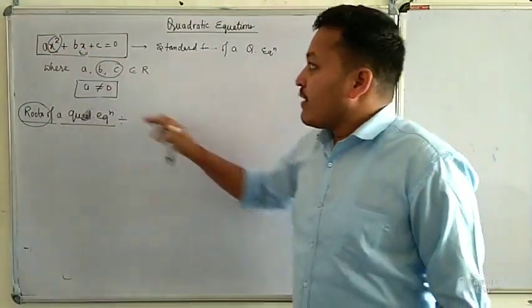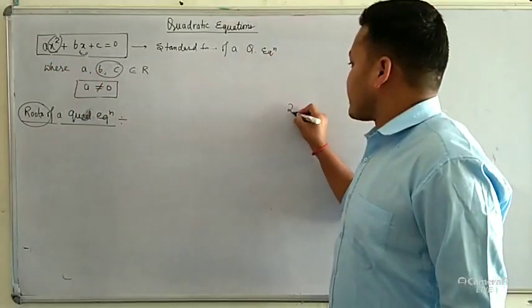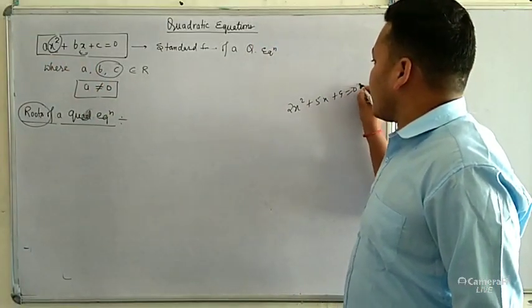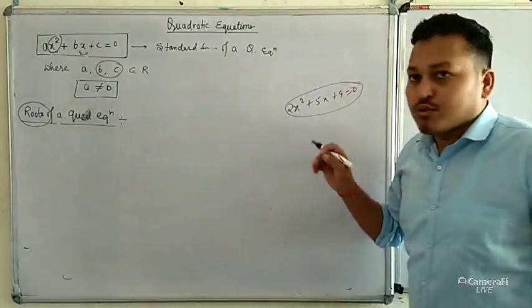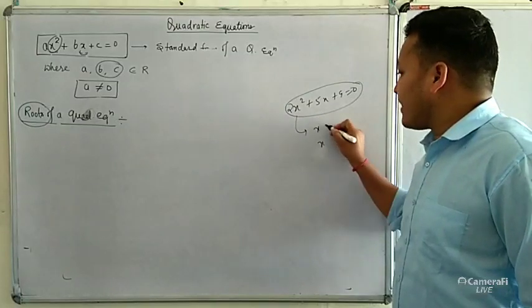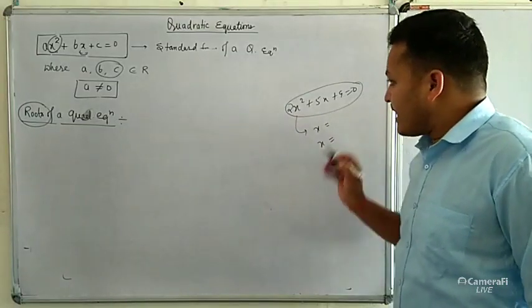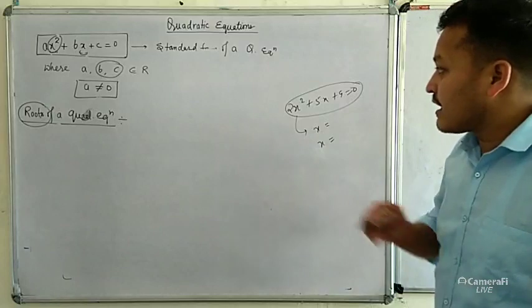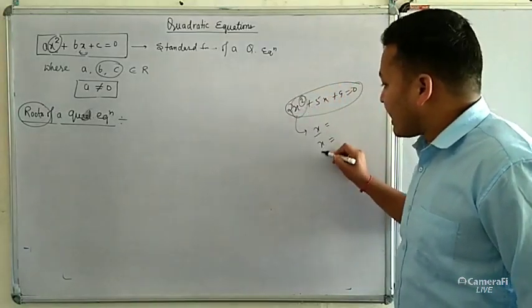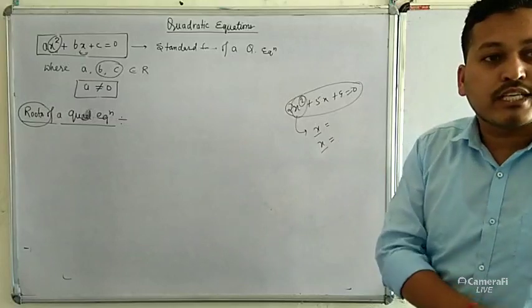For example, when we solve any equation, say 2x square plus 5x plus 9 is equal to 0, we will get two answers for x. How many answers of x will we get? 2 answers. How does it depend? The highest power of x is 2, so we will obtain 2 roots of this equation.